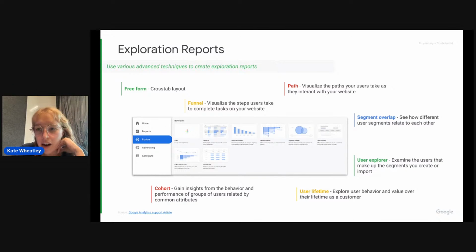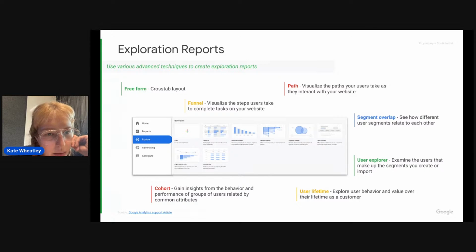So here are our different features of the exploration reports. First up, they live under the Explore tab on the left-hand side of the GA4 UI. So that's where this will take you. They also have a number of out-of-the-box reporting types.